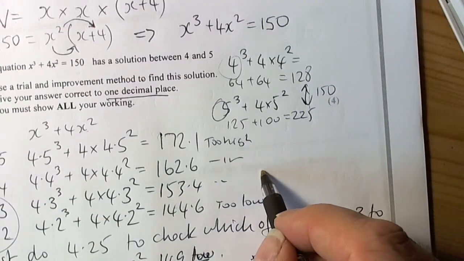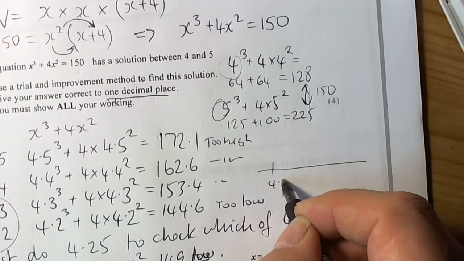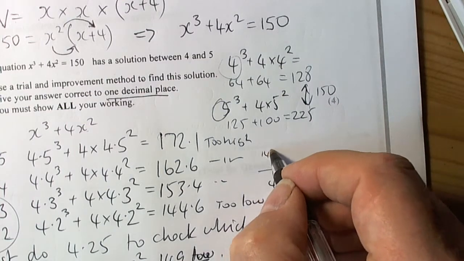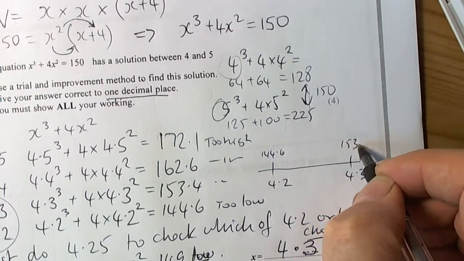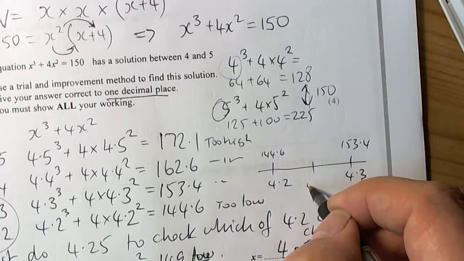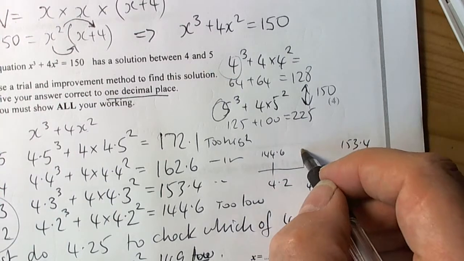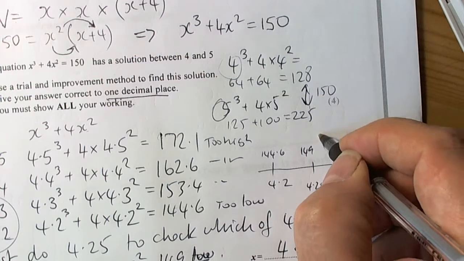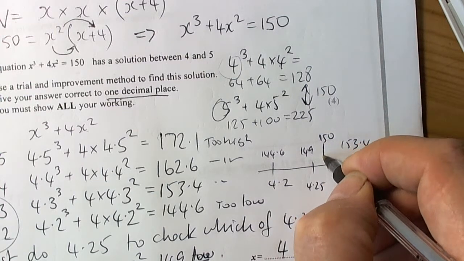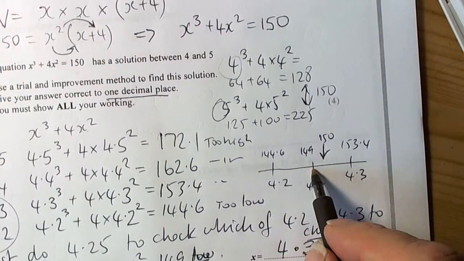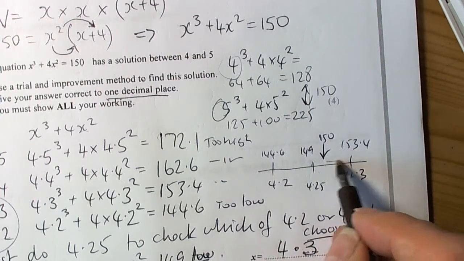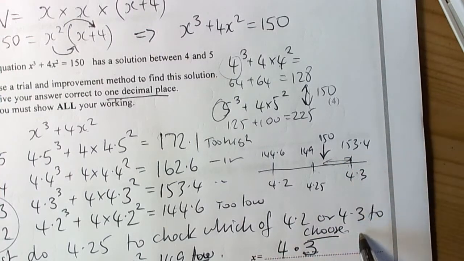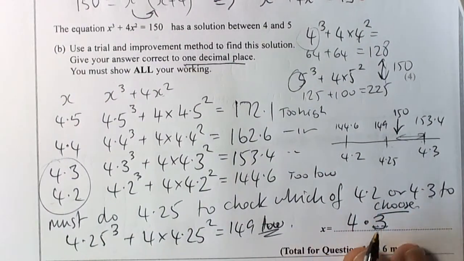Now to try and understand why that happened, 4.2 gave us an answer of 144.6. 4.3 gave us an answer of 153.4. 4.25 gave us an answer of 149. The question wants the answer to be 150. So we're closer to 4.3 than we are to 4.2. So because we're closer to 4.3, then we would put 4.3 as our answer to one decimal place. That's how trial and improvement works.